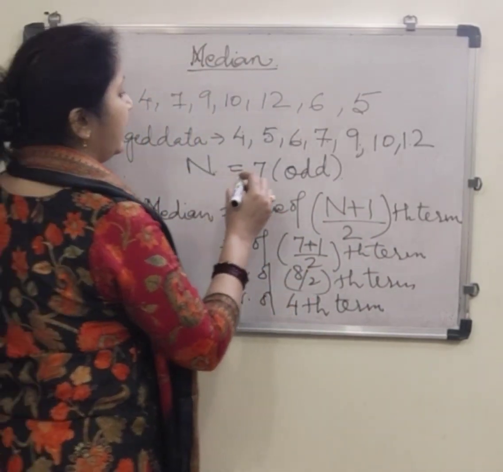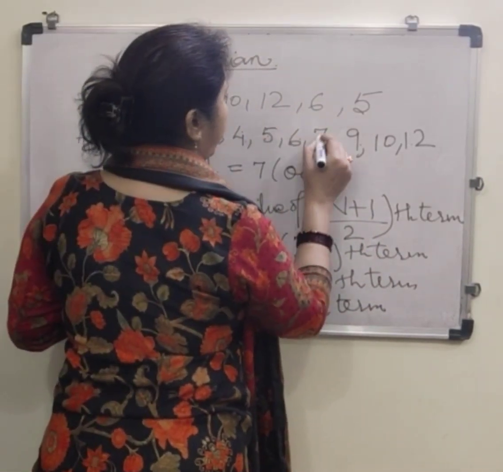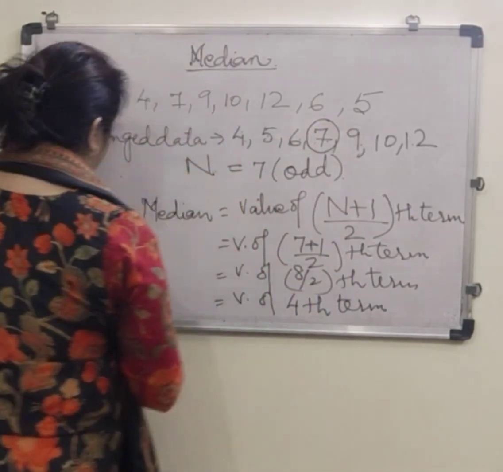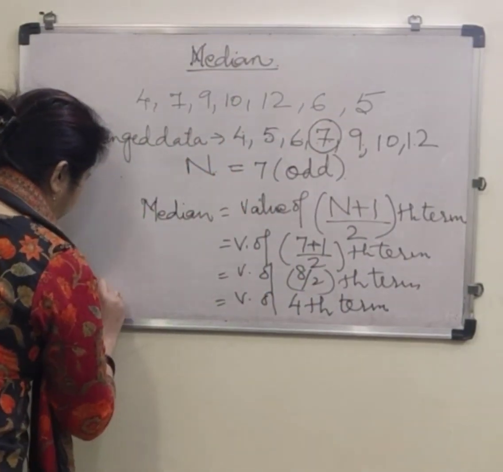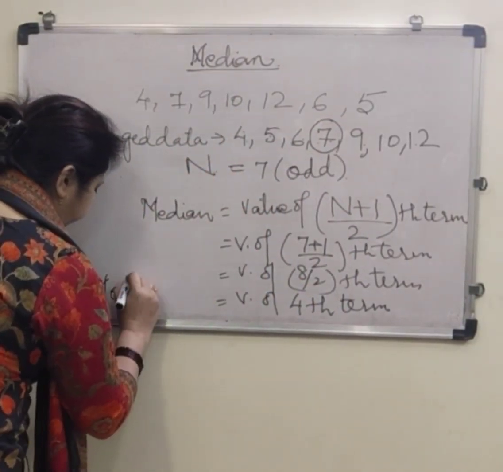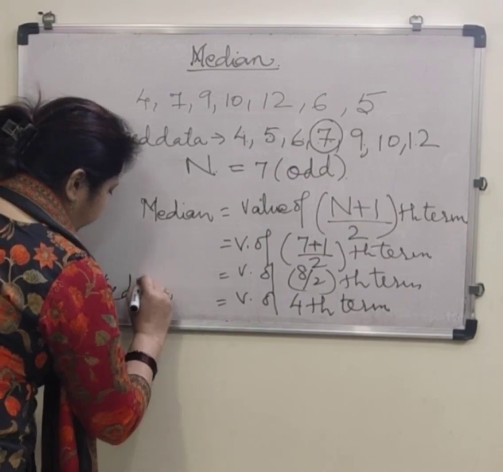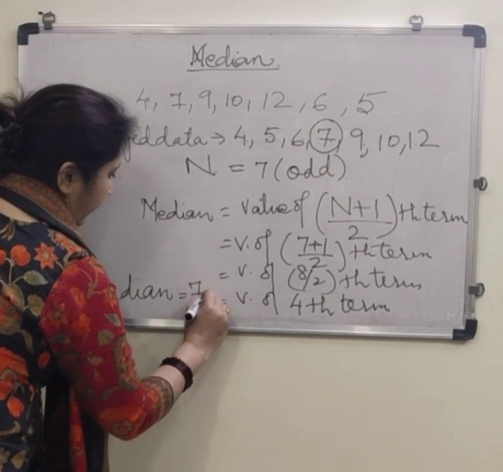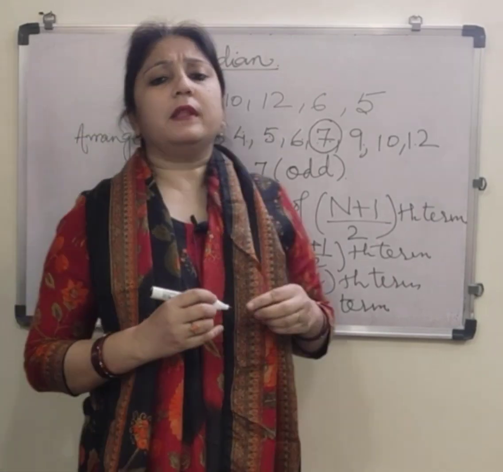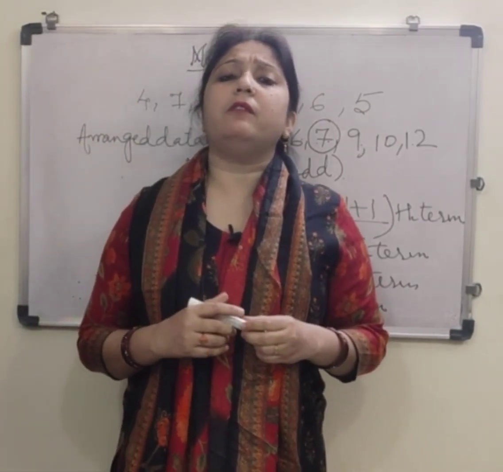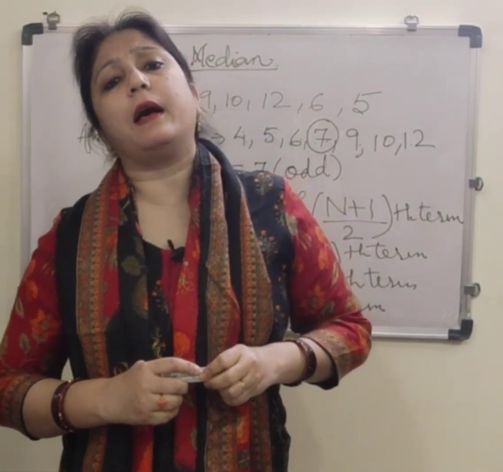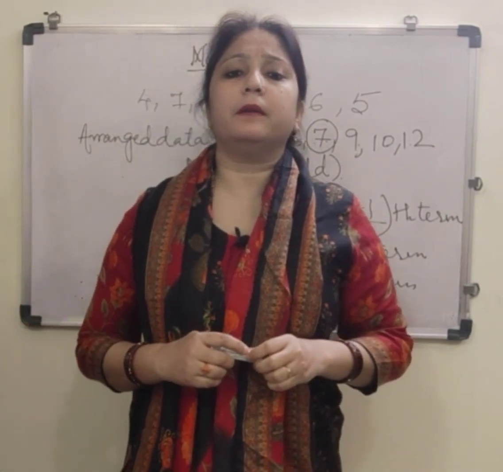So the median in this case, counting first, second, third, fourth, is 7. Therefore the median for this case is 7. So this is how we calculate when our observations are odd in number.